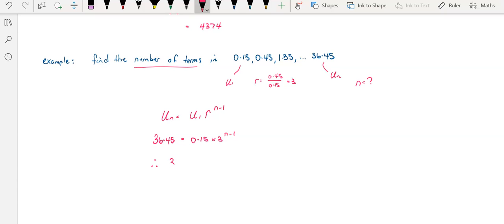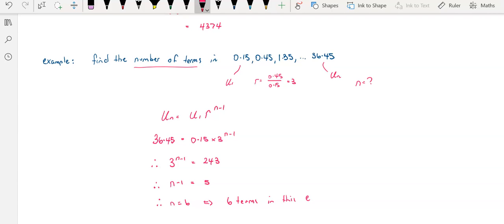So I can say that 3 to the n minus 1 is equal to 243. Now, I don't know what that is. I can use logs to solve this, but we haven't actually done logs yet. But I know that n has to be an integer, so it's really just a matter of a bit of trial and error. It's the quickest way. I know that 3 cubed is 27, and 3 to the power of 4 is 81. And if I multiply that by 3 again, to the power of 5, I get 243. So 3 to the power of 5 is 243. Therefore n minus 1 is equal to 5, and therefore n is equal to 6. So there are 6 terms in this sequence.